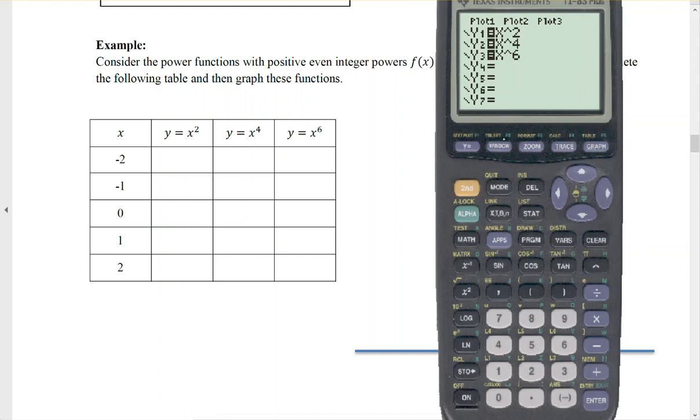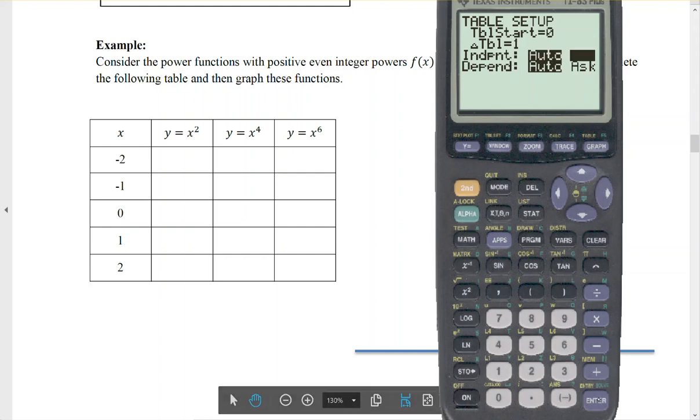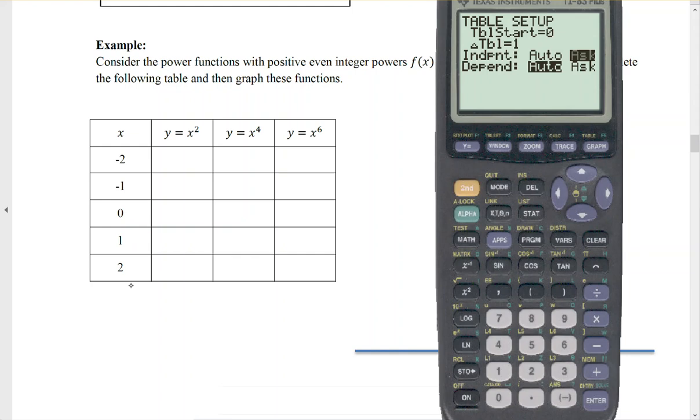To do that, the first thing I'm going to go into is table set. So do second window and see where my independent variable, remember those are your x values, is on auto. I want that to be on ask because I want to be able to tell the calculator what values I want to plug in for x, namely -2, -1, 0, 1, and 2. The dependent variable I want on auto. So it's automatically going to tell me what the y value is coming out.